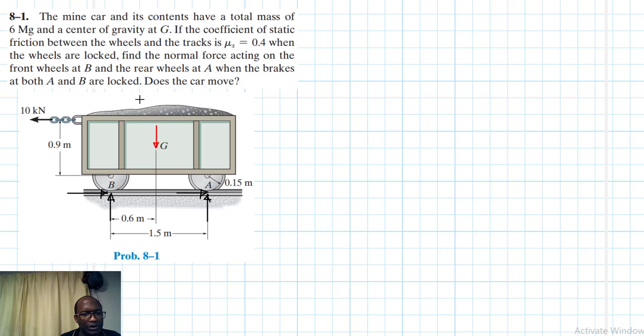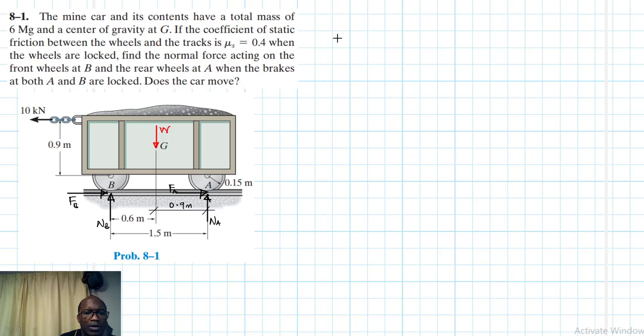Alright, so let's label this. Let me also indicate these lengths here. This one becomes 0.6, this is 0.9. Let's call this FB, this is NB, this is NA, and this is FA. And this one is W.